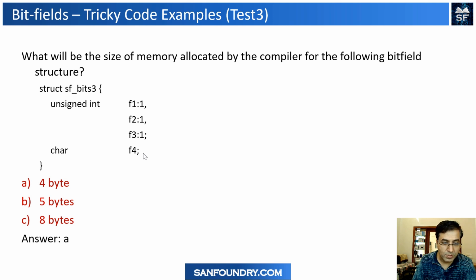The answer will still be A. Why is it A? Because we are taking 3 bits back-to-back out of 32 bits, so 29 bits are free. What the compiler will do is not allocate a separate 8-bit location for the character. He will simply reutilize those 29 bits that were there, so he will reutilize 8 bits from that location. So eventually no additional memory location is needed, and it is going to be 4 bytes in this case.